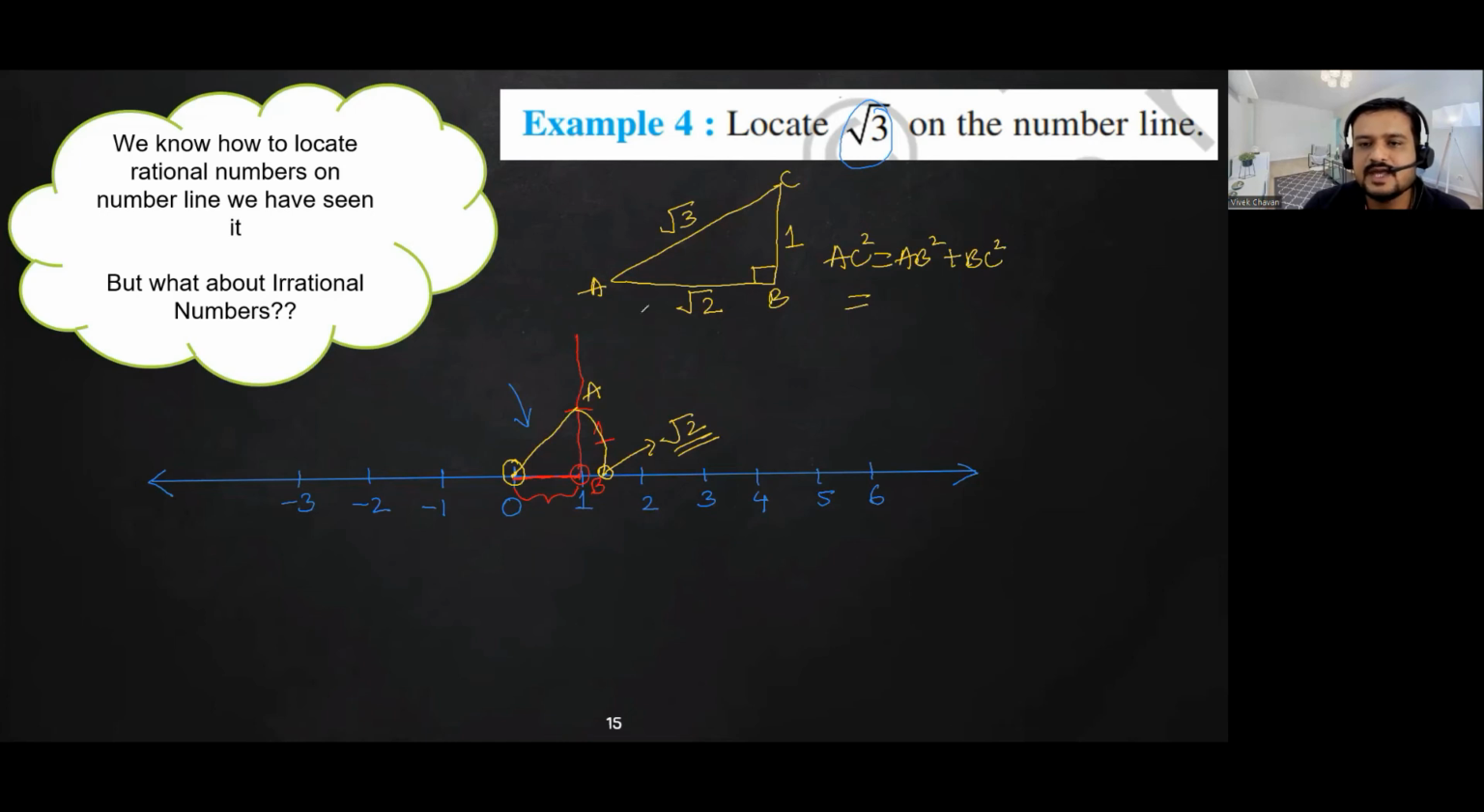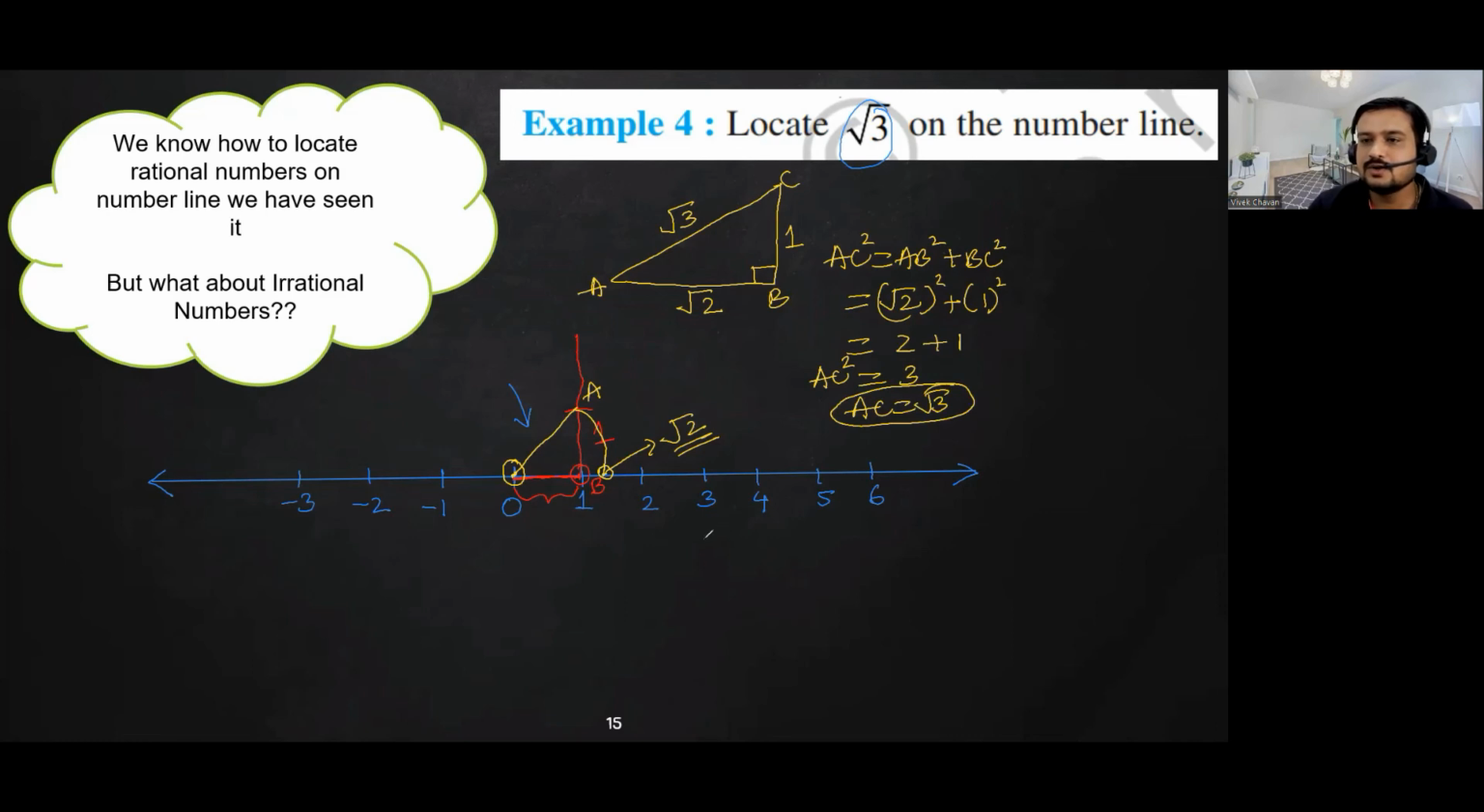Now what is AB? AB is the base and it is equal to under root 2 square. BC is what? Height. So it is equal to 1 square. So under root 2 square is 2 plus 1 square is 1. So you are getting 3. So AC square is equal to 3. So AC will be equal to what? Under root of 3.